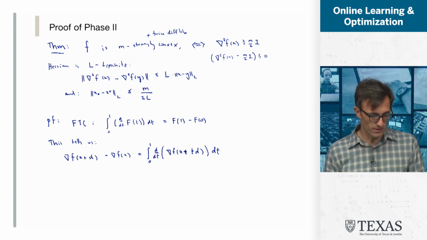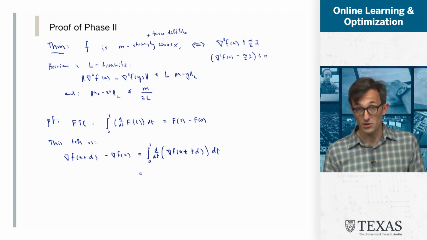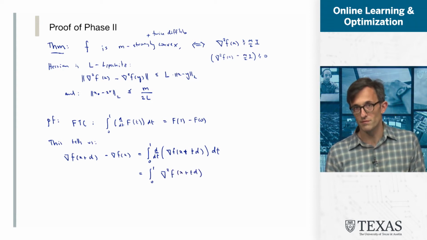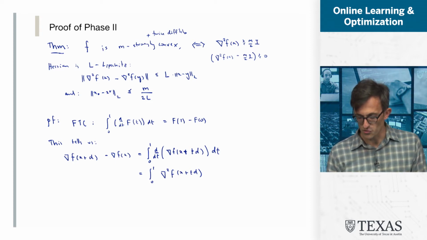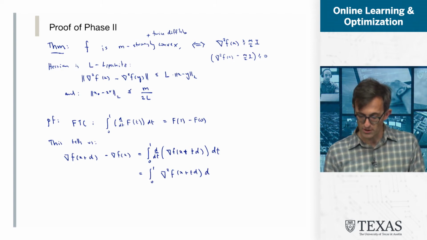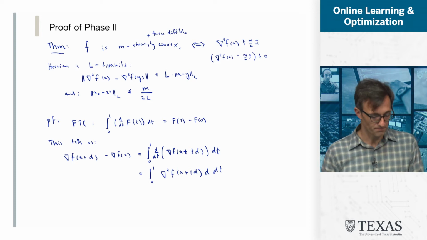Okay, so now let's write down what this derivative inside is. I just need to use a chain rule, otherwise it's quite simple. The derivative of the gradient is the Hessian, evaluated at x plus td. And then I just need to multiply by the derivative of the inside. Note that this is a function of t. I'm taking the derivative with respect to t, so it's just a single variable function. And so the derivative of the inside with respect to t is just the vector d. So I've got a matrix times a vector. On the right, I have the integral of a bunch of vectors, which makes sense. We should be relieved because on the left, we have vectors.